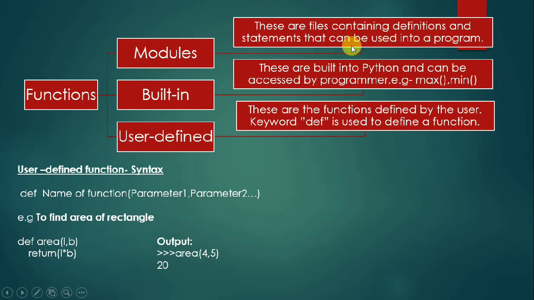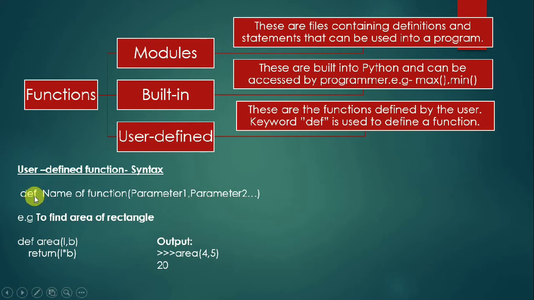Modules are the files which contain definitions and statements that can be used in a program, and built-in functions are built into Python and can be accessed by the programmer. For example, max and min. Modules and built-in functions are inside the Python library, whereas user-defined functions are the functions which are defined by the user. When we need to define a function, the keyword def is used.